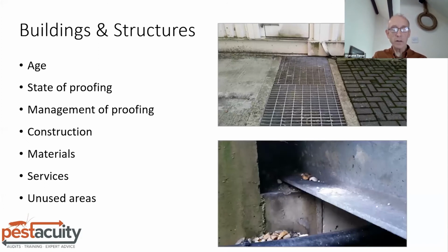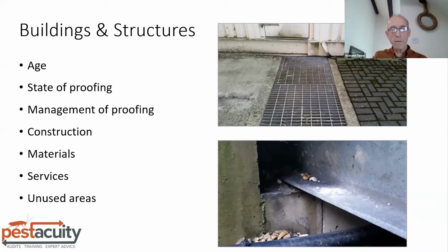Look at the buildings and the structures. Old buildings, obviously more susceptible to pests. Look at the state of proofing. If there are holes all over the building, then you're going to get more pest problems. The management of the proofing can make a difference. So if the customer attends to any proofing you recommend without any delay, then that's going to mean less of an issue. The construction of the building, if it's made with lots of voids and cavities and the like, then that's more risky. The materials it's built from, if it's made from steel, it's obviously going to be less penetrable than something made with lots of timber in it.